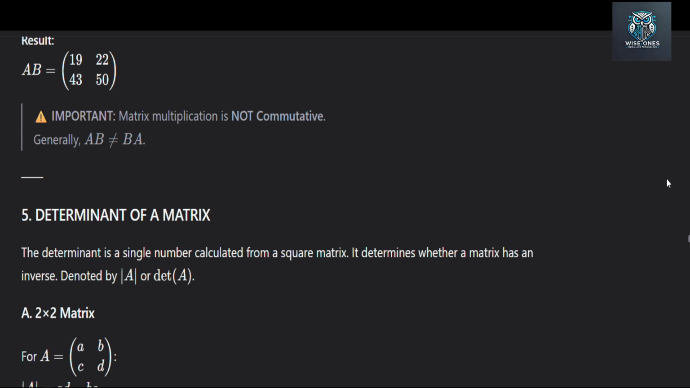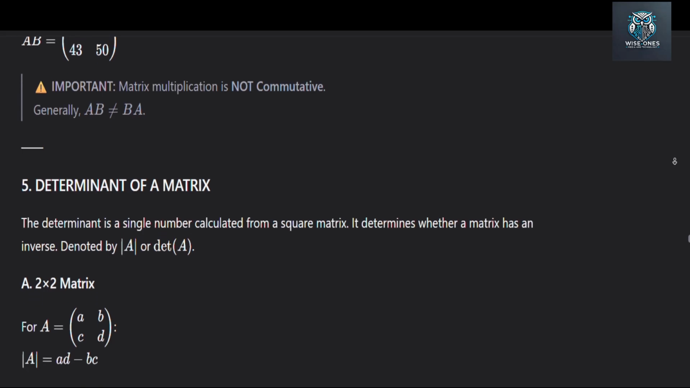Result AB equals a matrix with first row 19, 22. Second row, 43, 50. I need to give you a very important warning. Matrix multiplication is not commutative. This means AB does not usually equal BA.